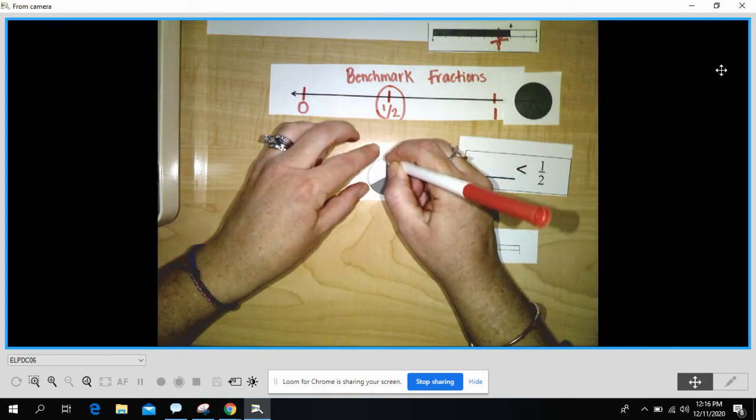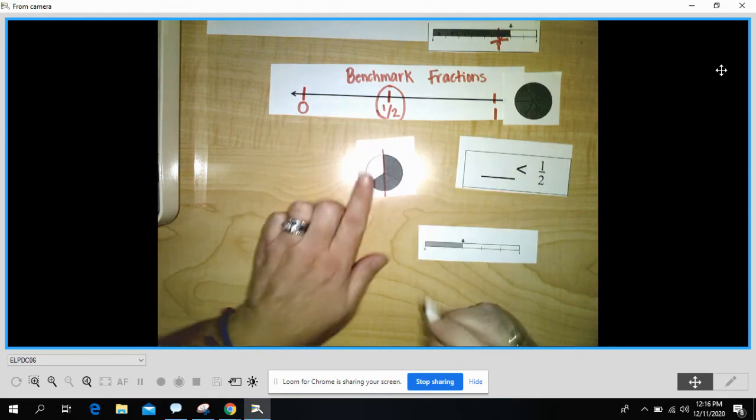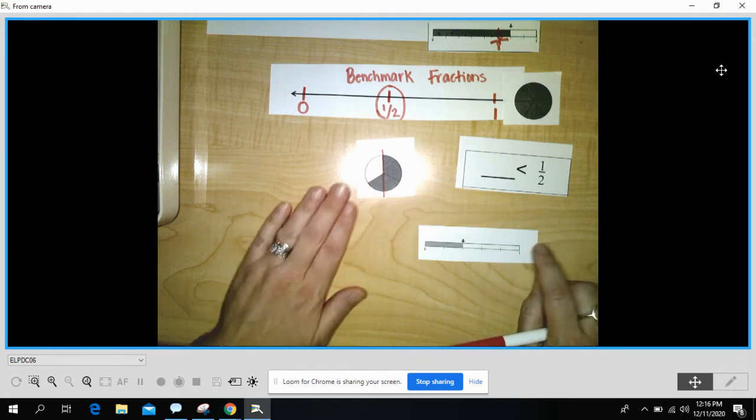Remember, if I imagine in my brain that there's a line right there, I can see that this is 1/2 and a little bit more, so that's not less than 1/2.